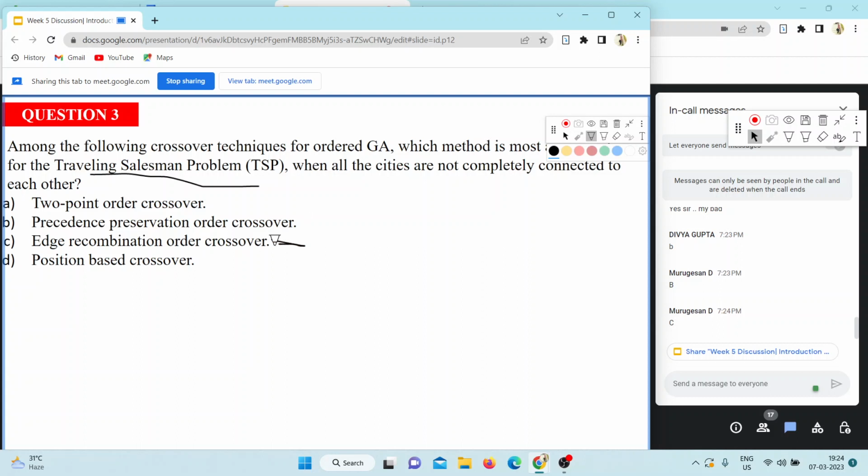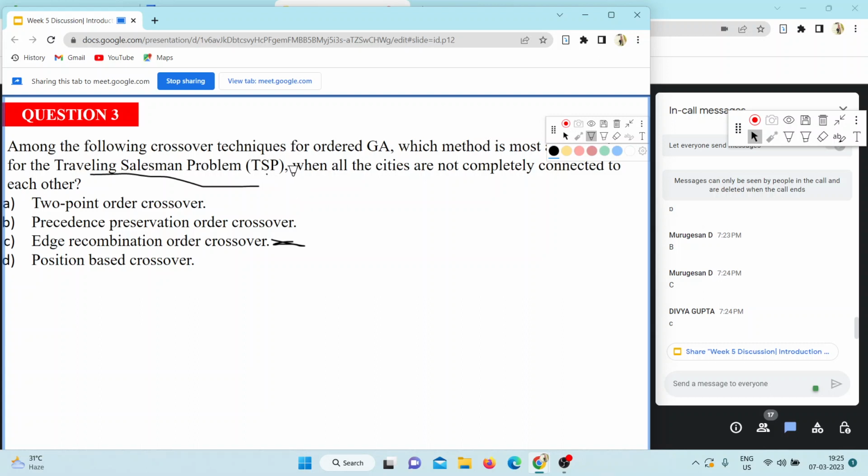Okay, Murugan is telling C. Yeah, Divya is also telling C. Okay, so see, this traveling salesman problem is solved by order GA, because I have already discussed traveling salesman in the previous class. You are visiting each city in order, with the condition that you are not visiting any city more than once, and the city where you start your journey is the city where you complete it. These are some of the characteristics of the traveling salesman problem.